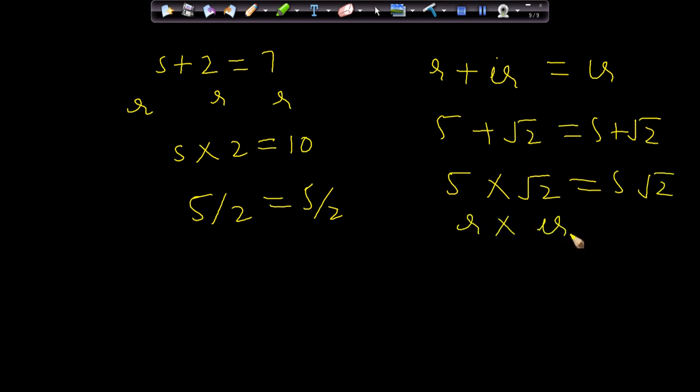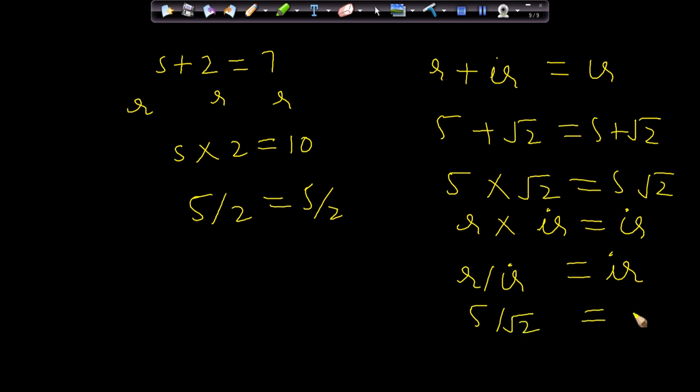Rational into irrational number is irrational. If I divide a rational number by an irrational number, then the result is irrational. 5 by root 2 is an irrational number, right? It can be written as 5 root 2 by 2. I can multiply root 2 in the denominator and numerator. So this is an irrational number.